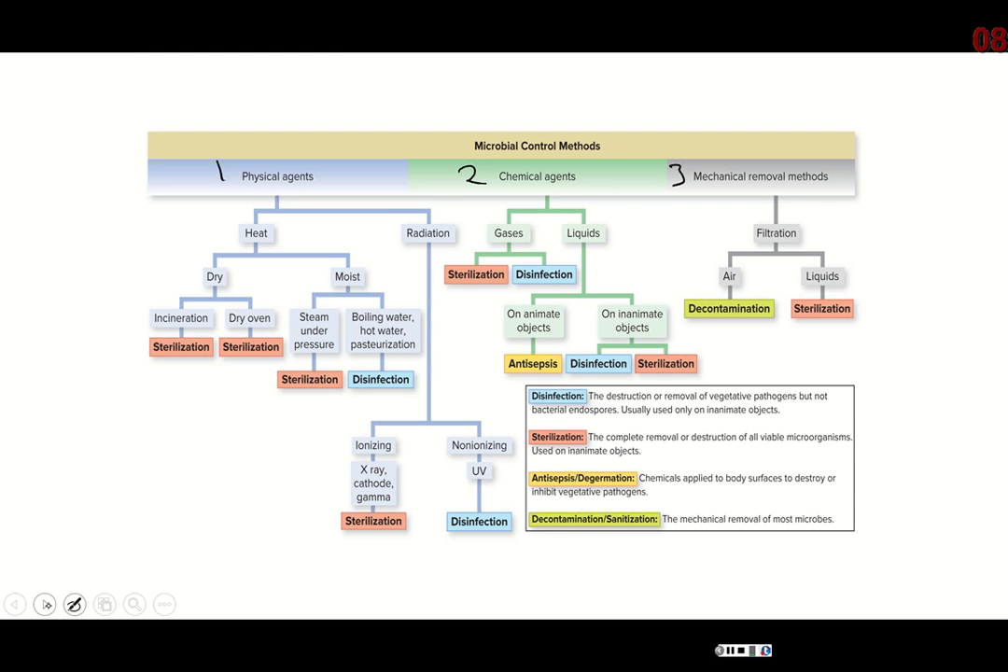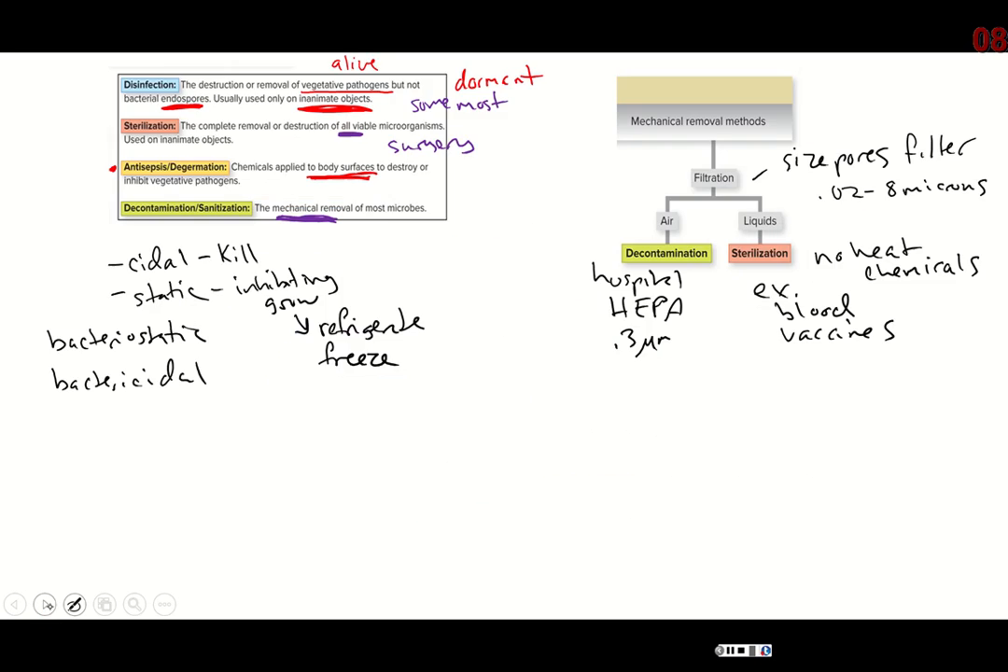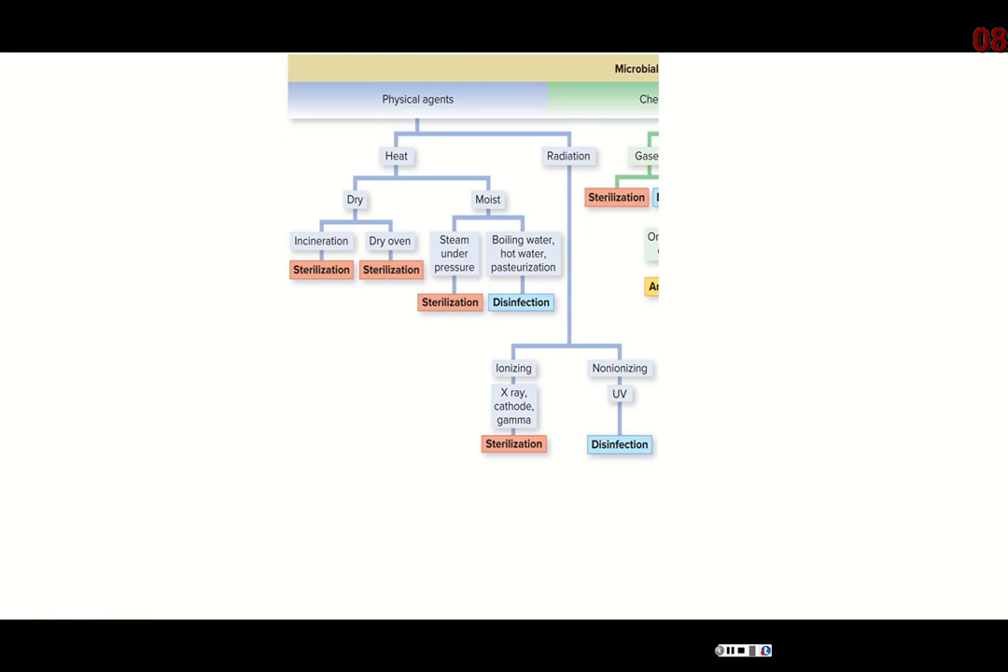All right, so that takes care of our mechanical removal. Now let's continue on with physical agents. So the first part here is going to be heat. Heat is an excellent way of destroying microbes. What it does for the most part is denature proteins. So even something like boiling could denature the proteins and change their shape to a point where those vital enzymes for life function are no longer going to work, and then the microbe is going to die.